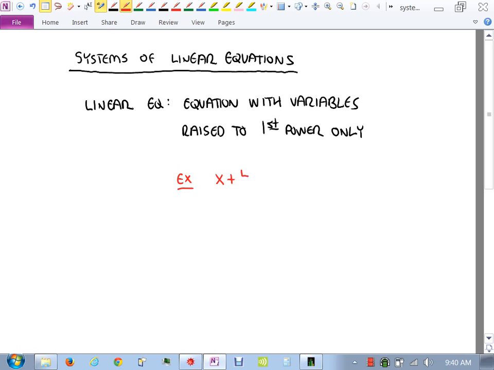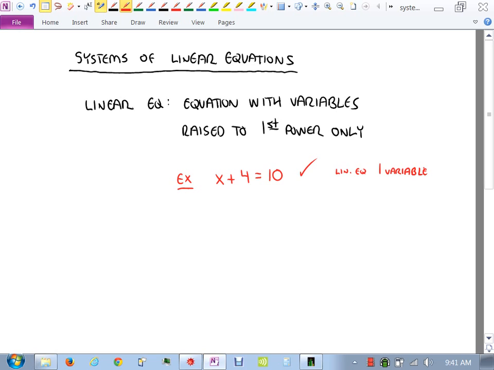X plus 4 equals 10. That's a linear equation, right? Everyone agree? It's an equation. It has a variable in it, and what's the power on that x? 1, even though we don't write it. Right? So that's a linear equation. This right here we would call a linear equation, one variable. Meaning that there's only one variable in the equation.